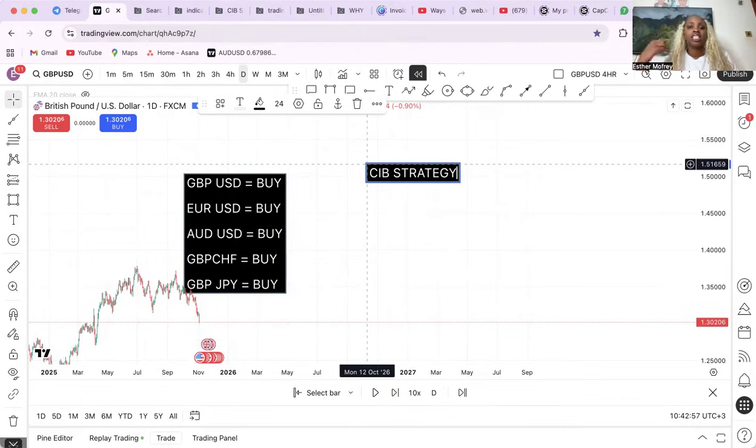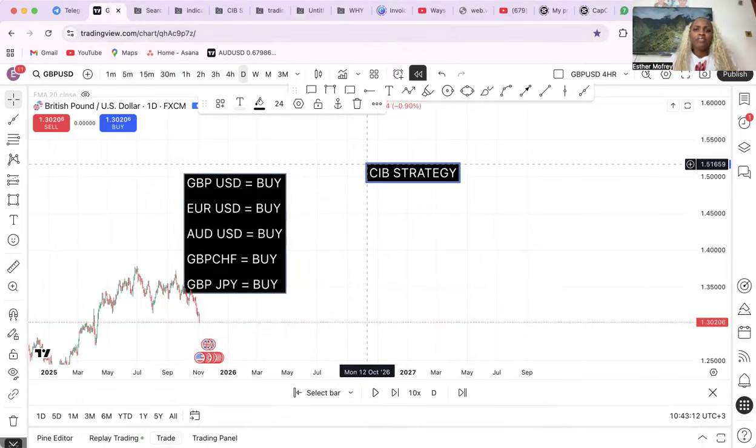A good strategy needs to have rules. It has to have exits. It has to have take profit. How do you take profit? How do you measure your take profit? How do you know it's your exit? How do you measure your stop loss? I want you to comment down below.